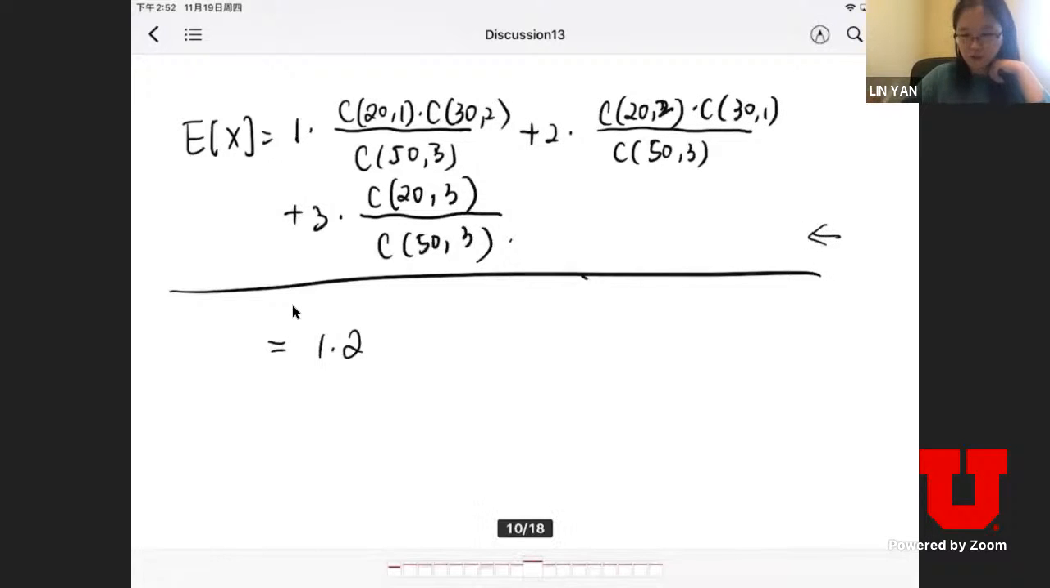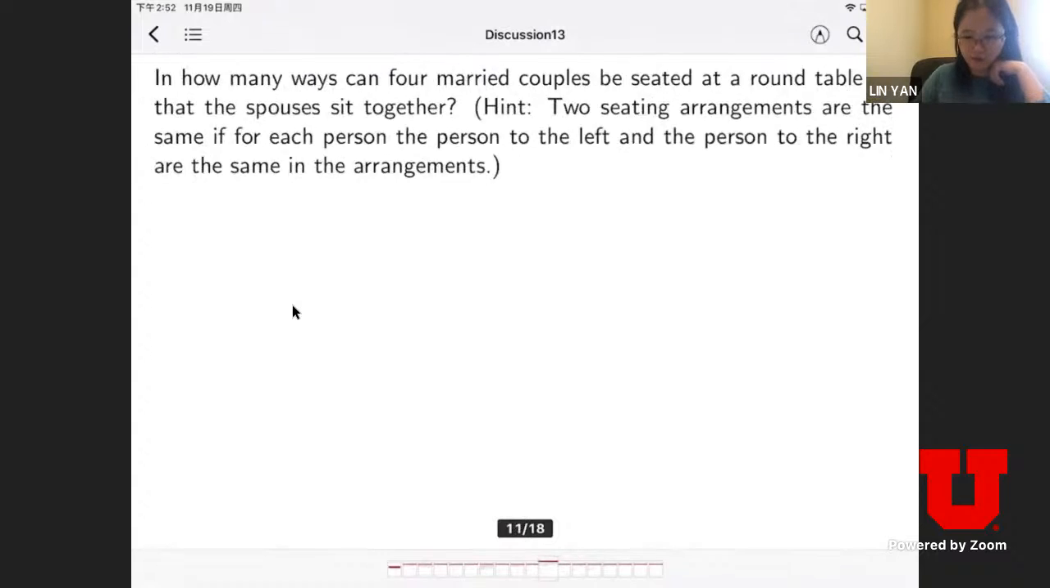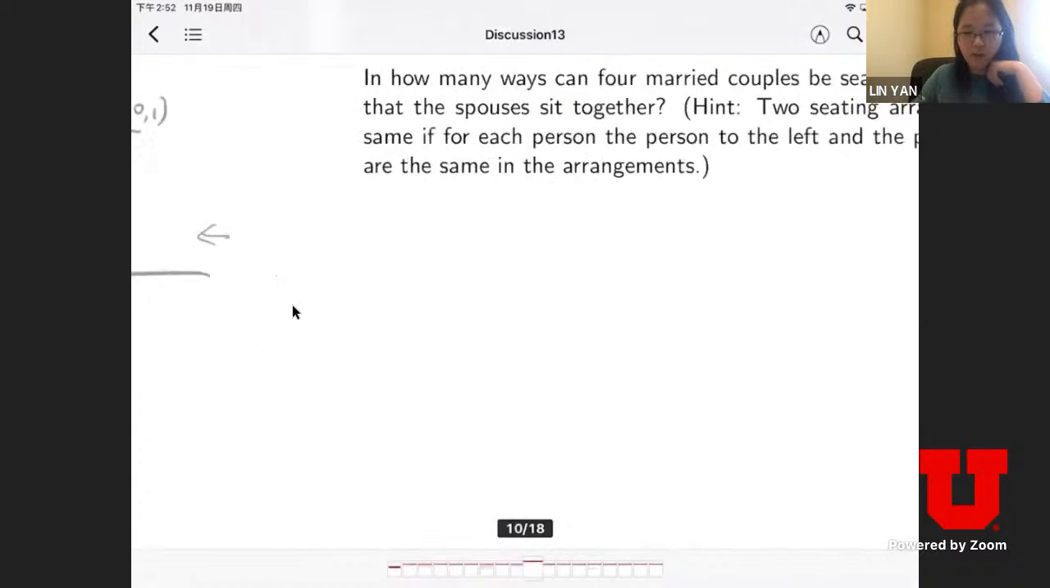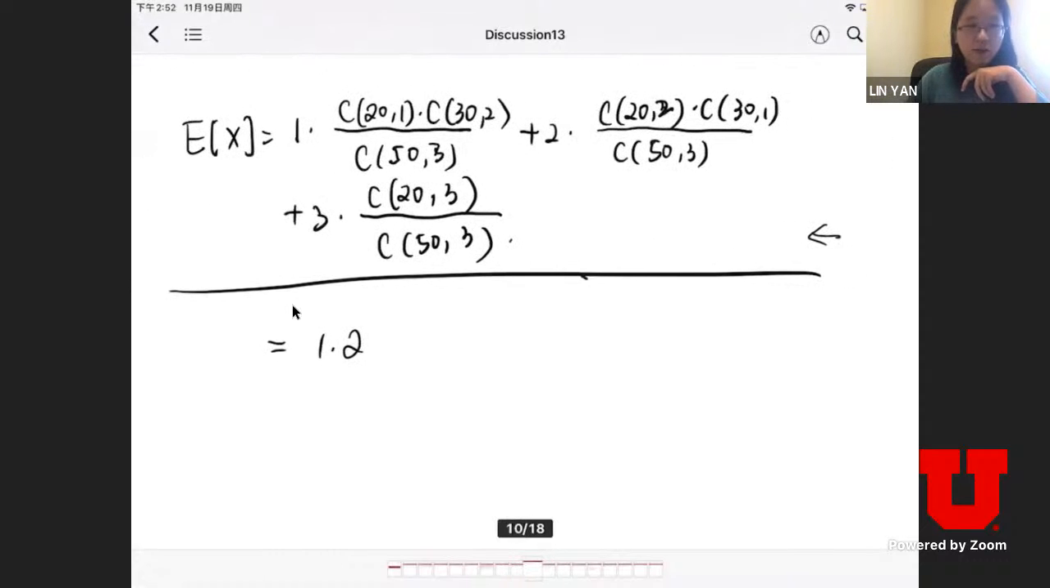Okay, actually, we still have another 2 problems, but I've already run out of time. So I will write down the answers for the last 2 questions, and you can see it from Canvas.